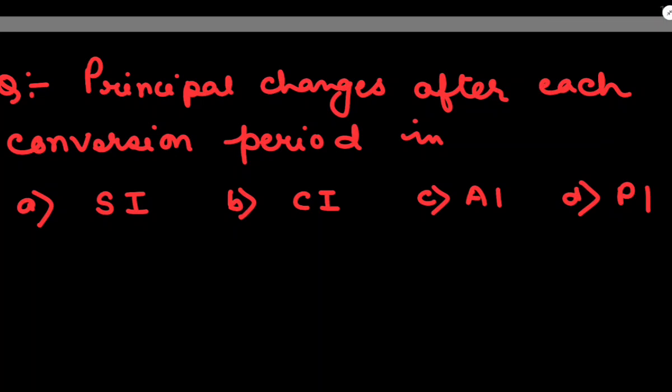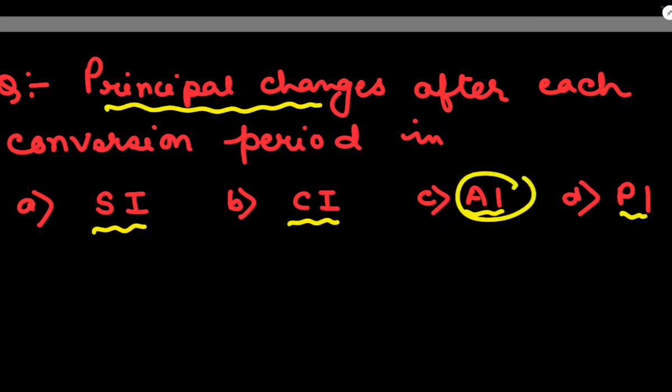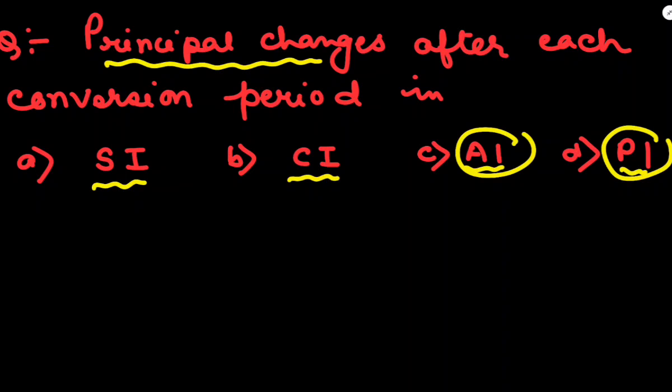Principal changes after each conversion period in. So which principal changes? SI, CI, AI, PI, 4 options are given. So obviously AI, PI are not in our finance systems. All we have is SI and CI. Now what happens in SI? Principal always remains the same. In SI the principal remains constant.